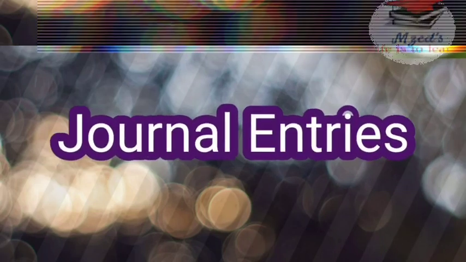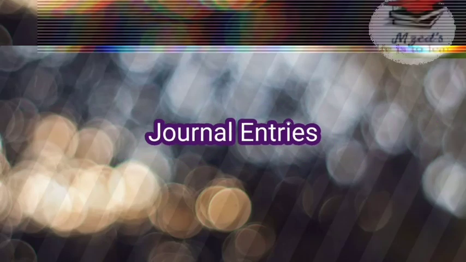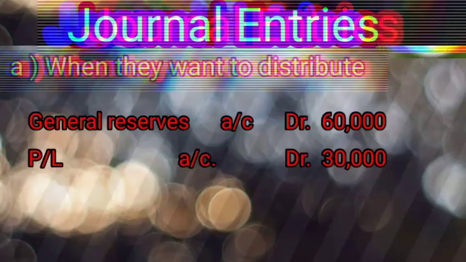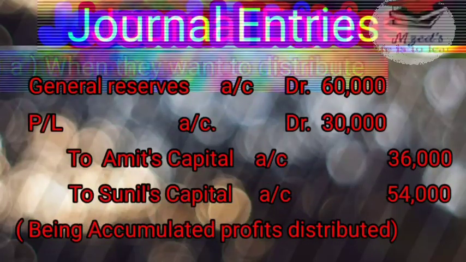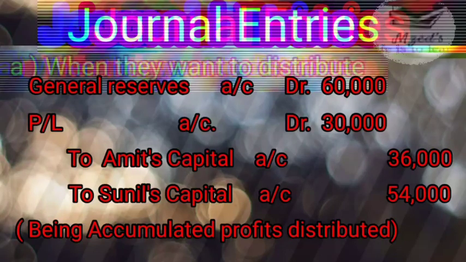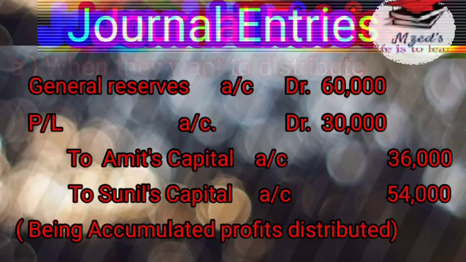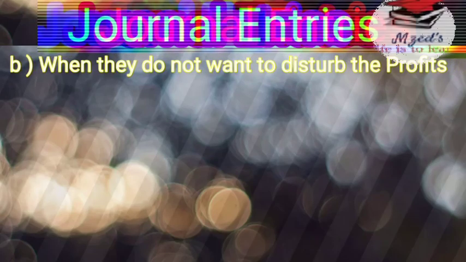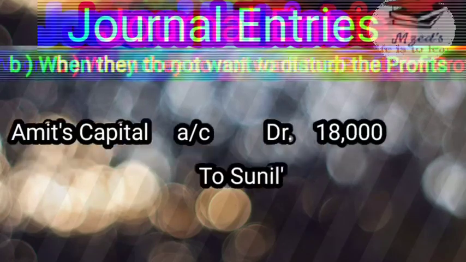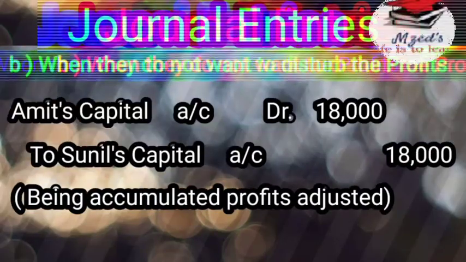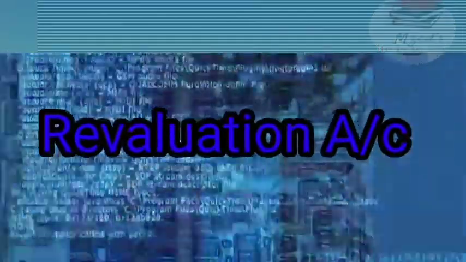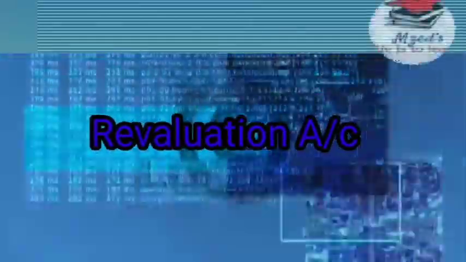So the journal entry for these we will see here. In first case when they wanted to transfer, general reserve and P&L account debit to Amit's capital account and Sunil's capital account 36,000 and 54,000. Second condition, when they do not want to distribute or disturb, so Amit's capital account debit to Sunil's capital account, being accumulated profits adjusted.